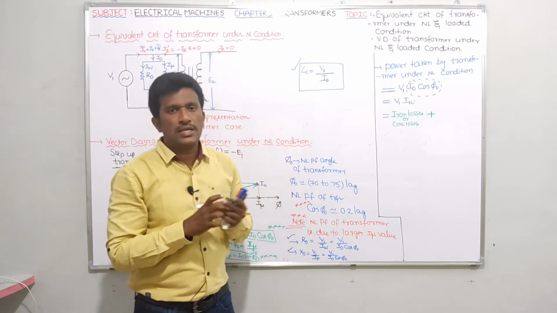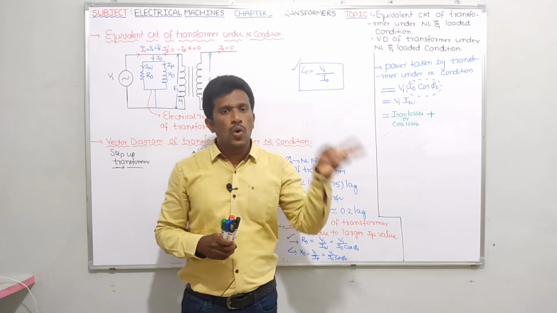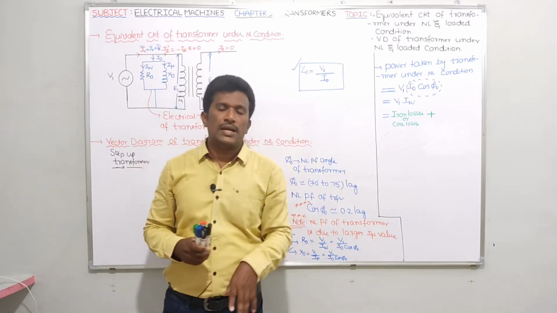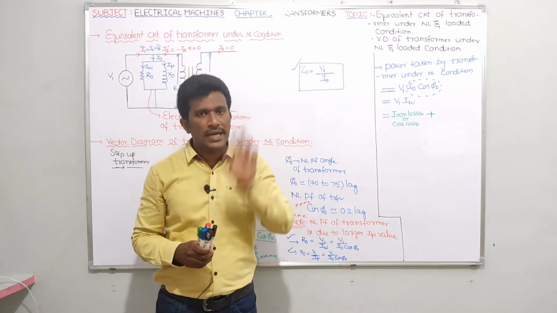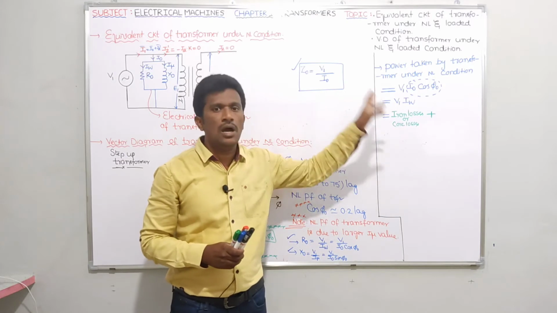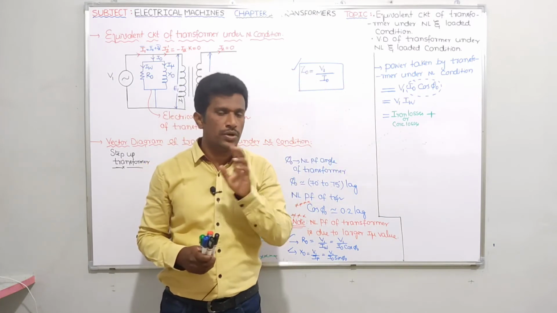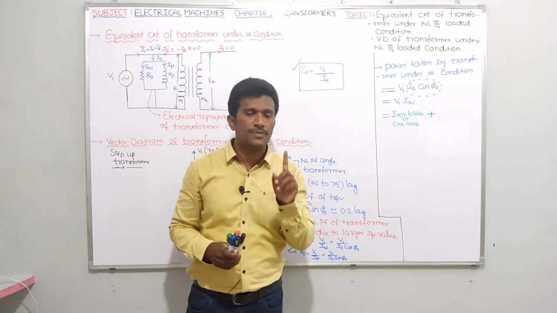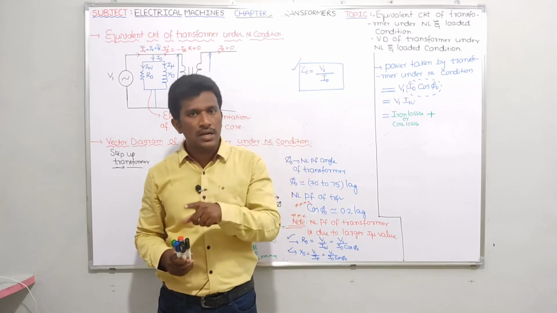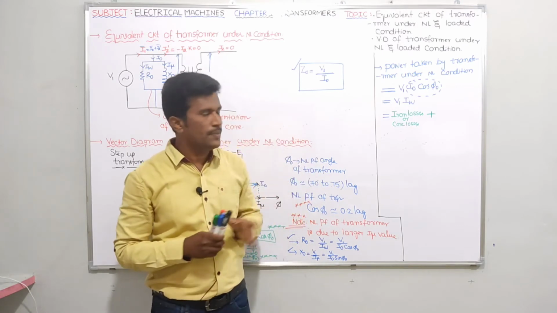See, among these two, it will come in future, guys. There is no need to confuse. Copper losses depend on load current. Iron losses are independent of load current. Iron loss depends on applied voltage. Okay, this will come in future. There is no need to confuse. You just remember, copper loss depends on load current, iron loss is independent of load current, and iron loss depends on applied voltage, as of now.